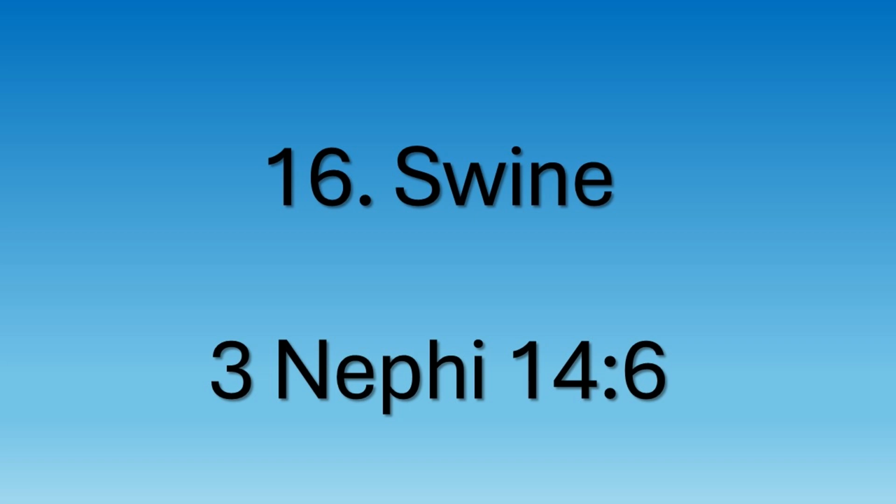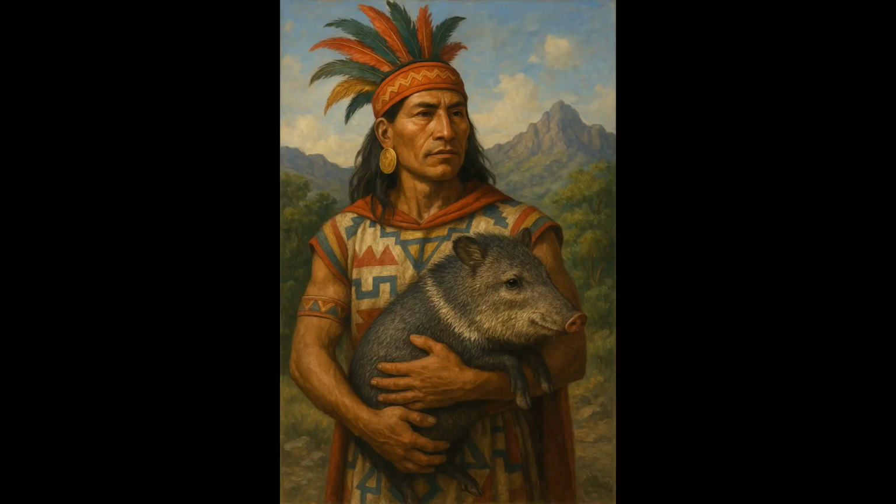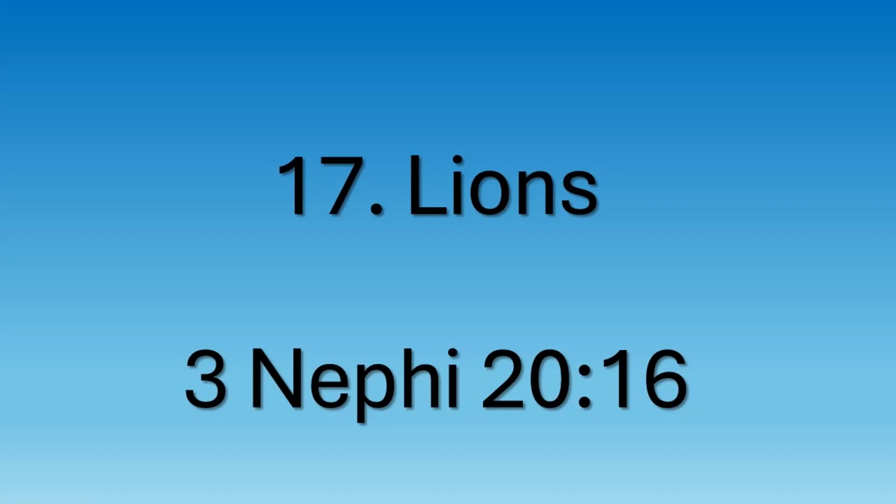Swine. The Spanish believed that the Mesoamerican and South American Picari were a type of pig. The Nephites probably believed the same. There is no comparable animal in the heartland region of North America. Lions. If we assume that the puma or mountain lion is the lion spoken of by the Lord, then the lions did exist in the wilds of the heartland, Mesopotamia, and Peruvian models.